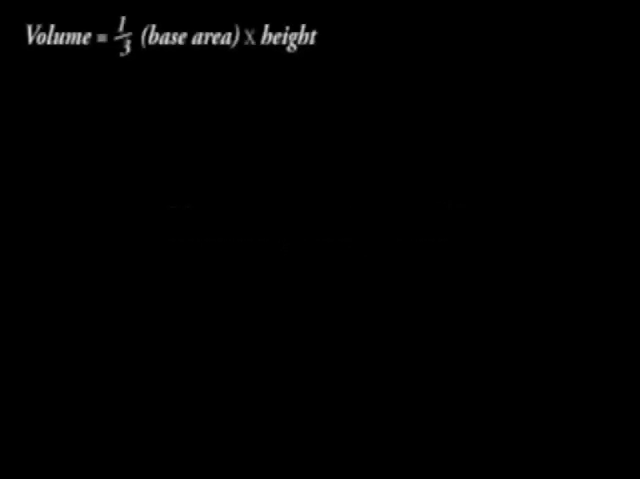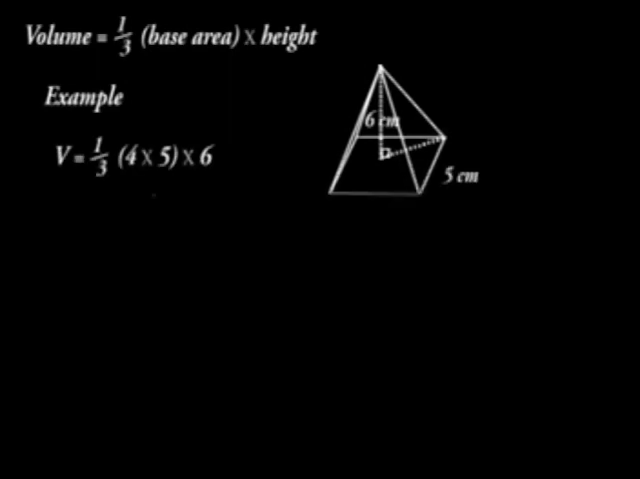Volume of a pyramid. The volume of a pyramid is calculated as a third times base area times height. For example, for the pyramid below, volume is a third times 4 times 5 times 6, which is 40 centimeter cubed.